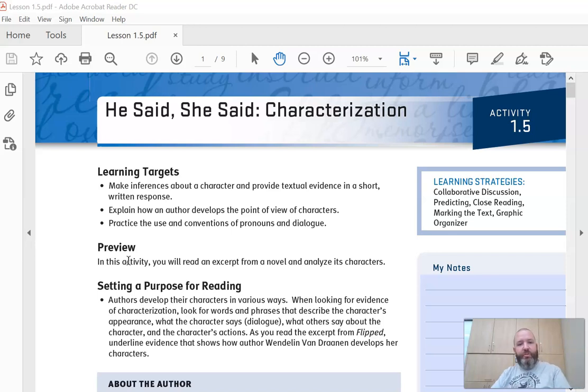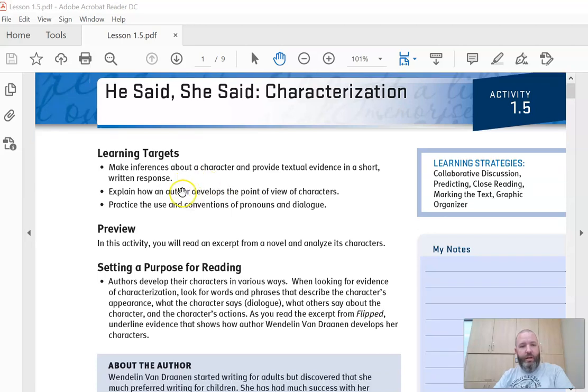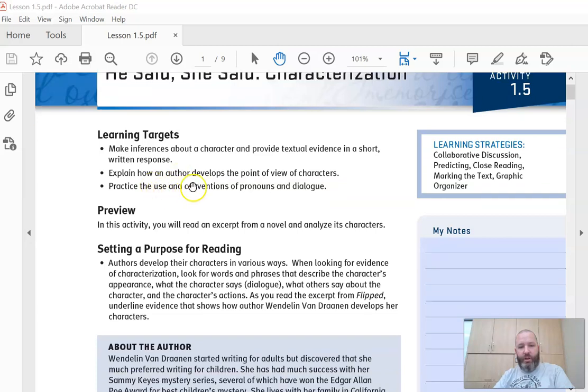So in 1.5, remember, we're still doing a narrative study, and we're going to be working today on making inferences. And with those inferences, remember, an inference is an educated guess based on textual evidence. So we're going to work on inferences and finding those textual evidence pieces that are going to help support our inferences. We're also going to focus a little bit on point of view of the characters, and we're going to have a little bit of practice at the very end on conventions of pronouns and dialogue.